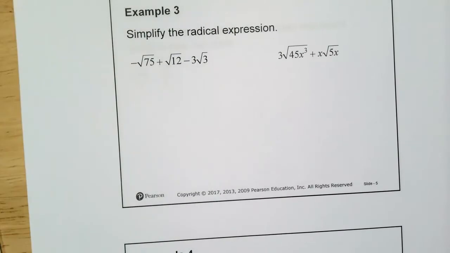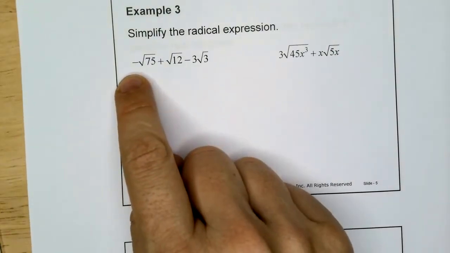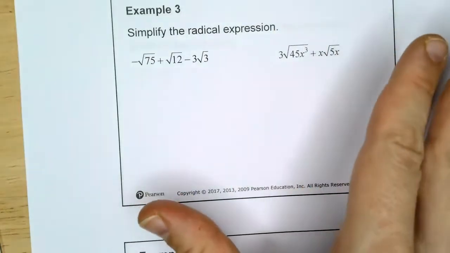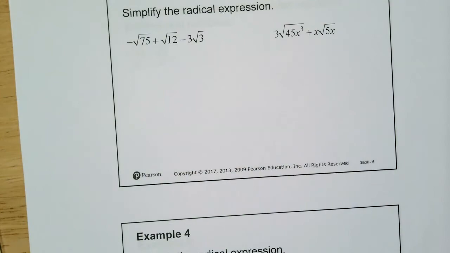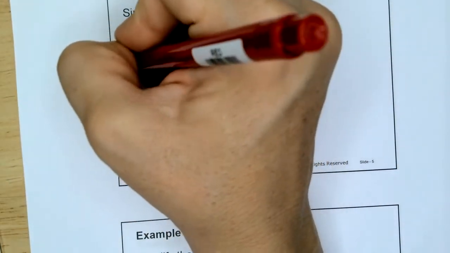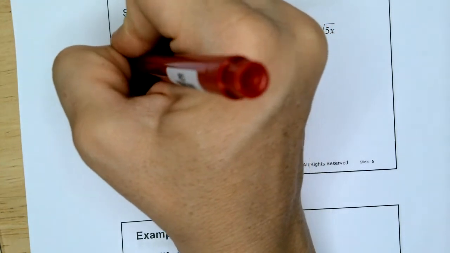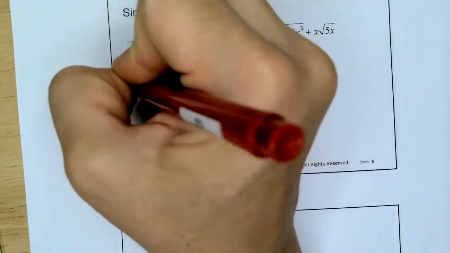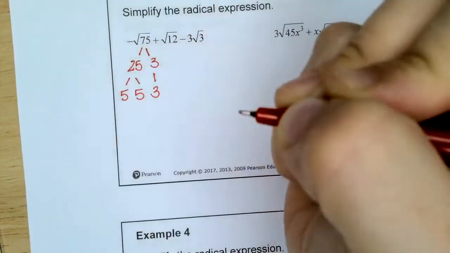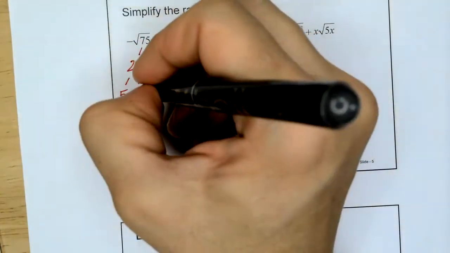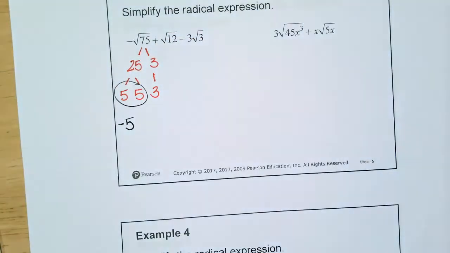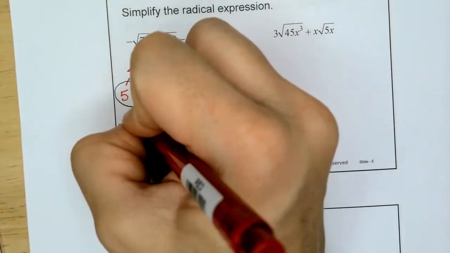All right, now we have, that's a negative. Negative square root of 75 plus square root of 12 minus 3 square root of 3. We're doing the same thing, okay? So 75, I think we just did 75, right? Negative 75 becomes 25 and 3, right? 25 becomes 5 times 5. 3 remains a 3. So I can pull out the 5. And it was a negative. So I'm going to bring down that negative 5, 3 stays under.